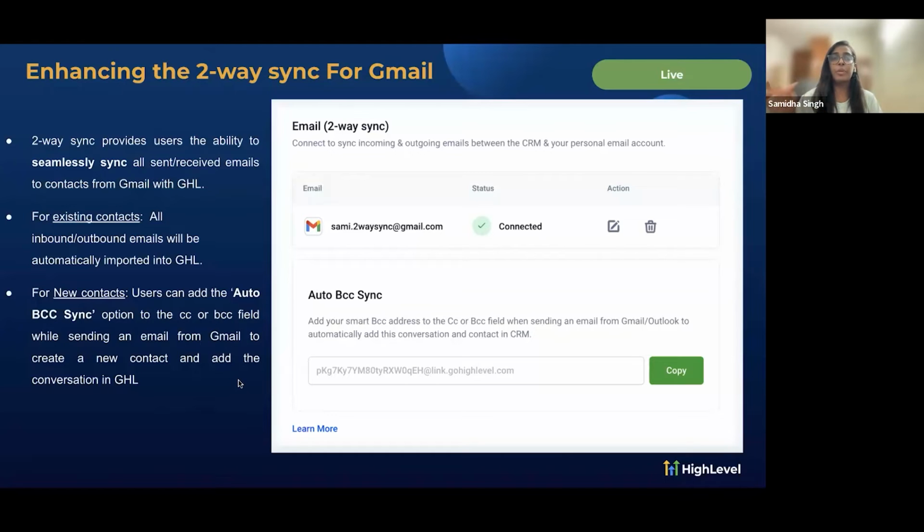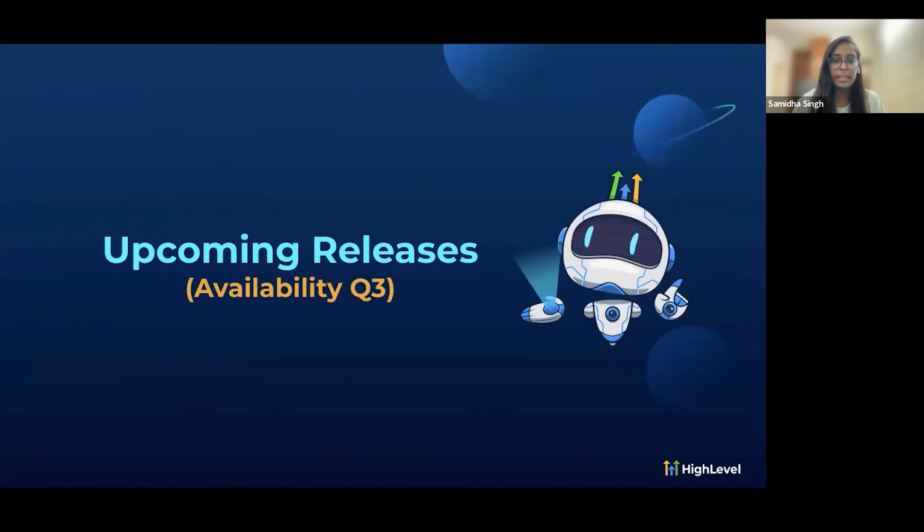For new contacts, if we want to bring them into HighLevel without an additional step, directly while we're sending an email from Gmail, we can go to My Profile. In here, we can find this auto BCC sync address that we can include in the CC or BCC field while sending an email from Gmail. And this contact will be created, and all the conversation will follow up under the same inbox in GHL. This will help all the users keep GHL as their primary inbox, hence not switching over different platforms. So this is the update on two-way sync for Gmail.